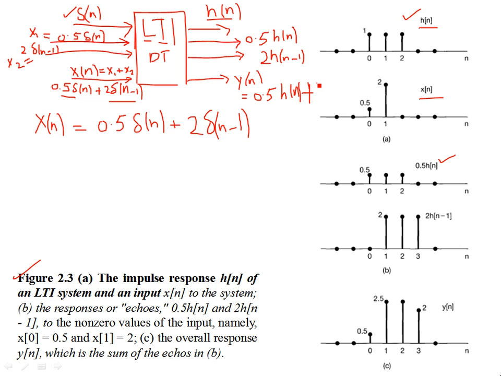So this all adds up. These two terms add up, plus 2 h of n minus 1. The total response is the superposition, the summation, of the individual responses. The individual responses were y1 and y2. This is the response to x1, and similarly you have the response to x2, which is y2. So y of n is y1 plus y2, the sum of the individual responses, 0.5 h of n plus 2 h of n minus 1. If you add them, this is the final result. So this is y of n, right? So this is the idea behind the convolution sum.